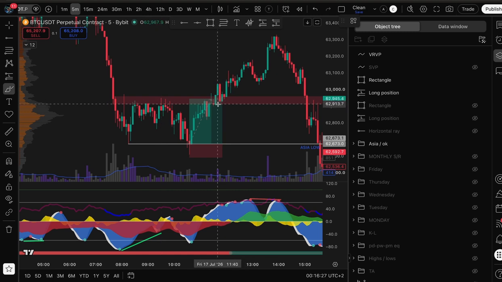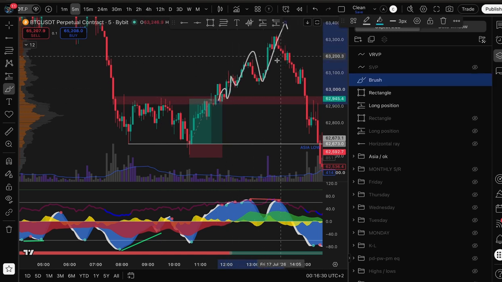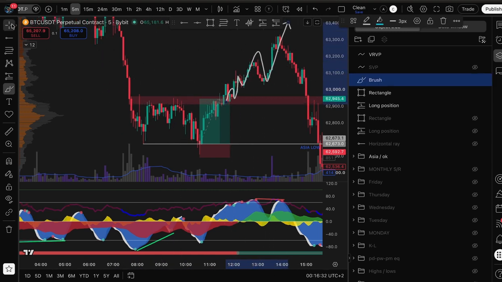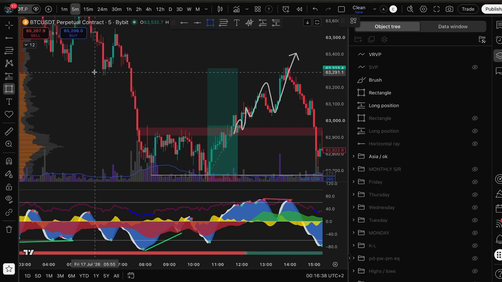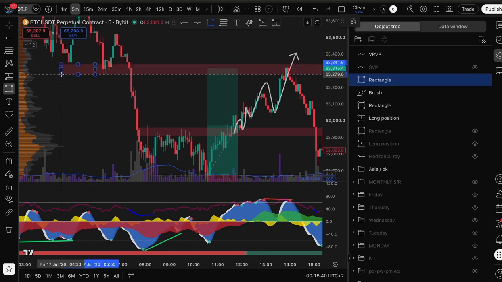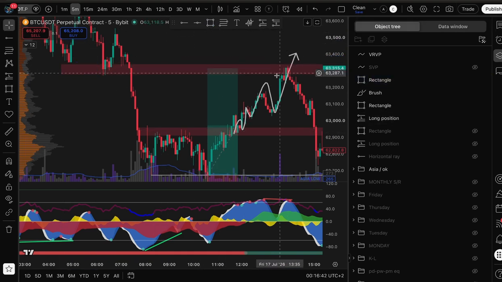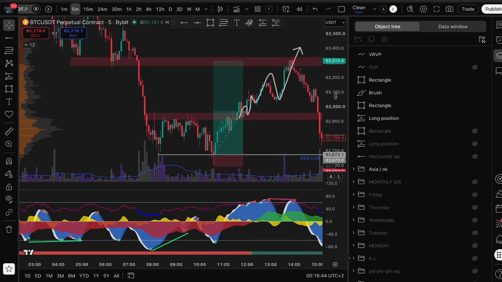And you can see in this case, it gives continuation. So if you wanted, you could either add around here or just leave a runner towards potentially this flip zone. You can see here, previous key support getting flipped to resistance and used as resistance once more. It could be a target of this trade.